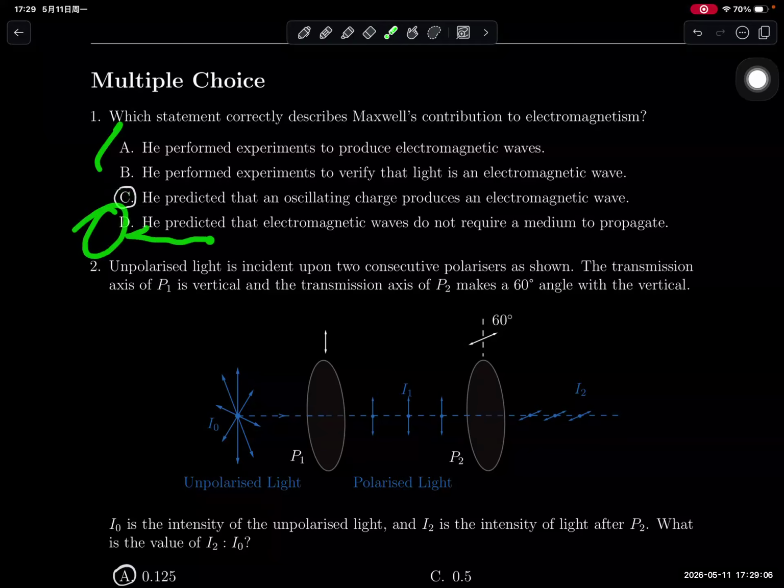D says he predicted that the electromagnetic wave did not require a medium to propagate. That was not proven by Maxwell, and he didn't predict anything as well. Okay, so the right answer will be C.